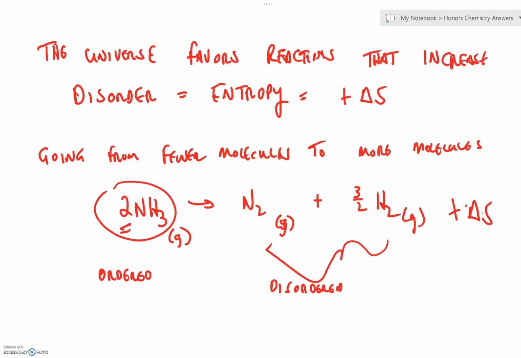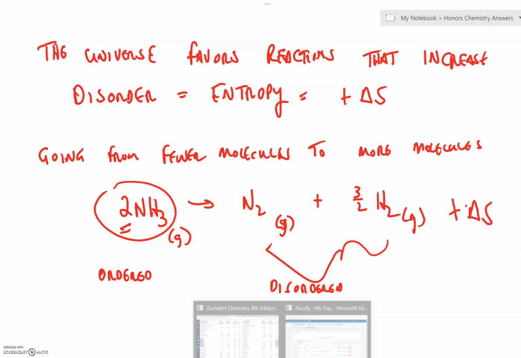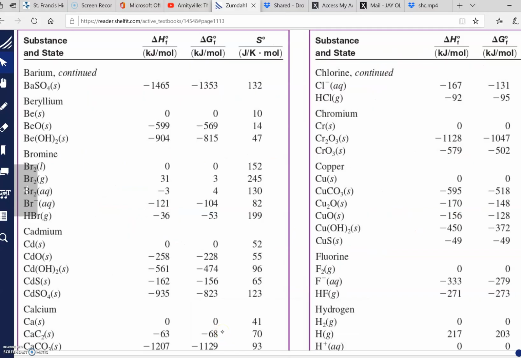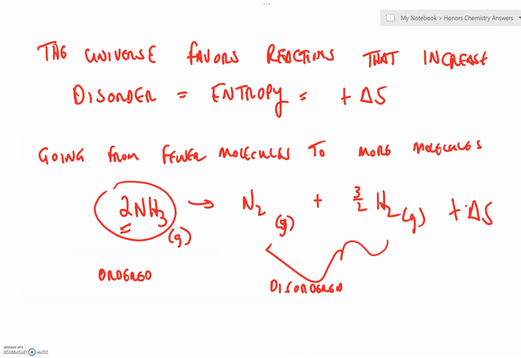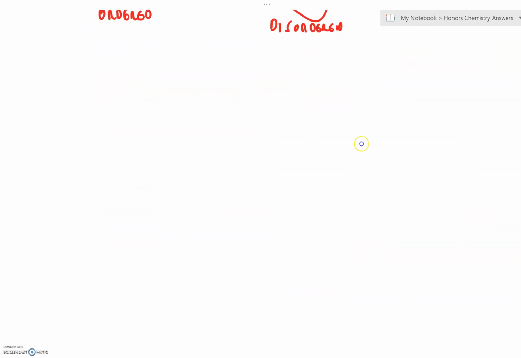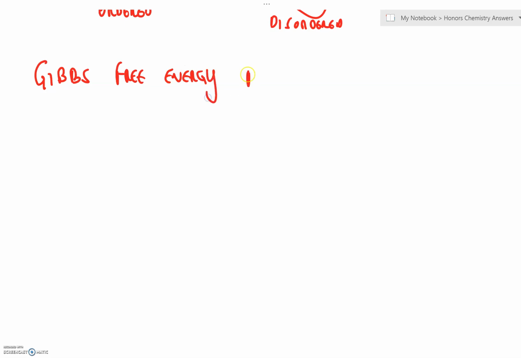Now, if you were taking AP chemistry, I'd be giving you all kinds of tables that would give you values for delta H and delta S. But this is not that case, so we're going to keep it a bit more simple. Here's how this works. The equation for Gibbs free energy determines a reaction's spontaneity. And it looks like this.